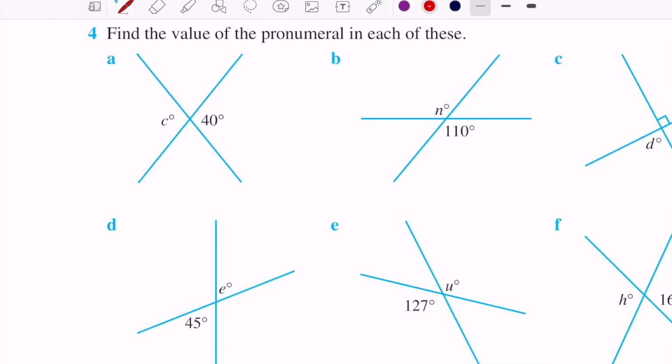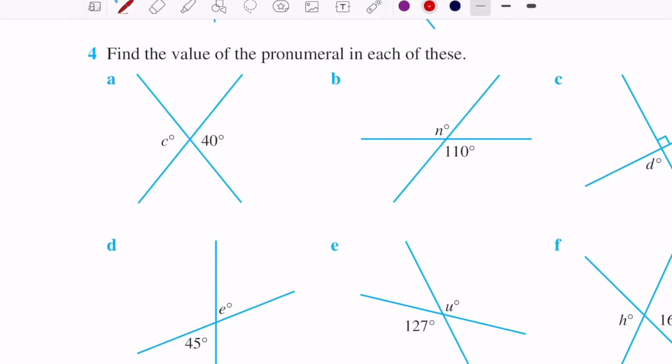Question 4. Now, if you remember, these are vertically opposite angles. Vertically opposite angles are easy to see because it's the shape of an X. So if this side's 40, that means C is 40 degrees as well.